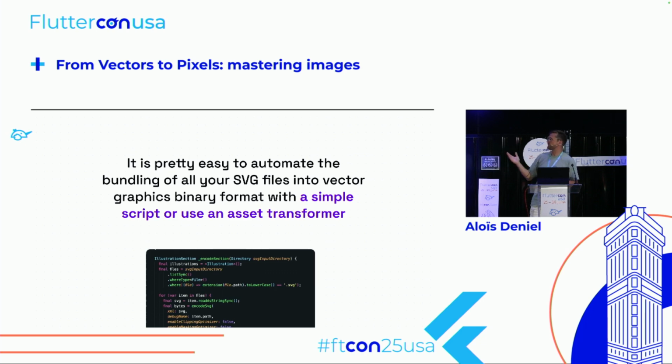You also have an asset transformer which helps with this step, but I often prefer to have my own scripts because you have much more flexibility, I would say. If you want to generate different versions of an asset, for example, it's pretty cool. And you can write your script in Dart, so it's quite easy to do as a Flutter developer.